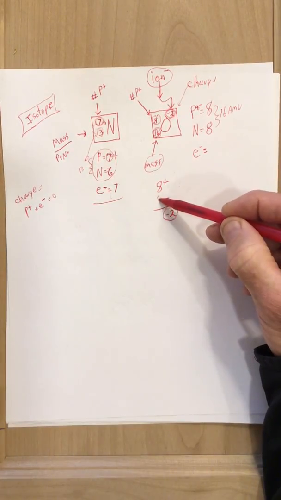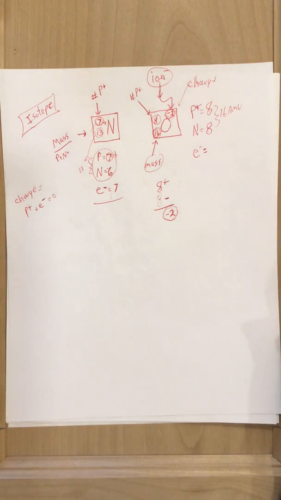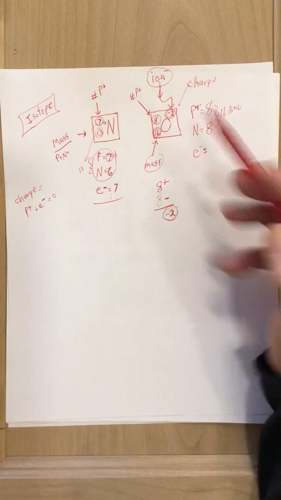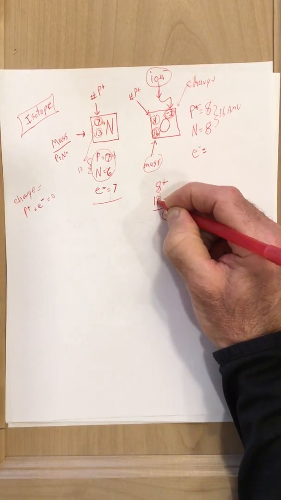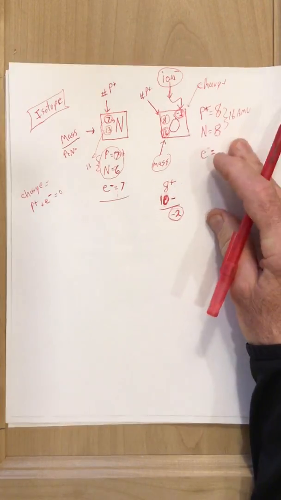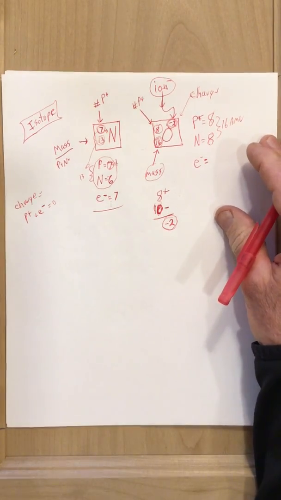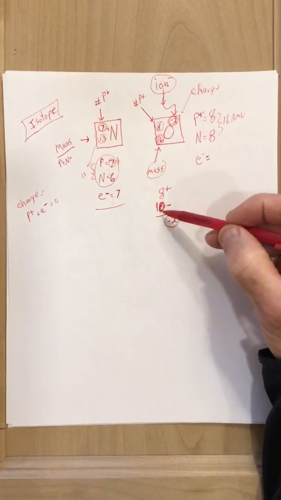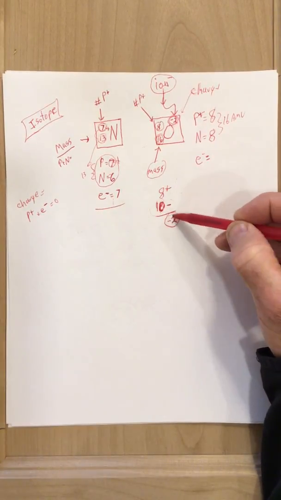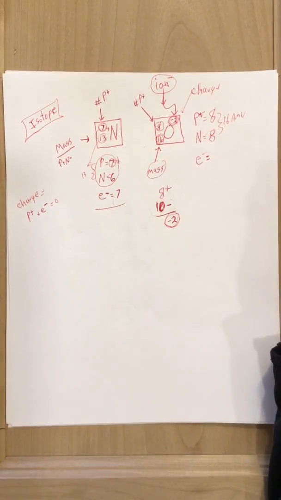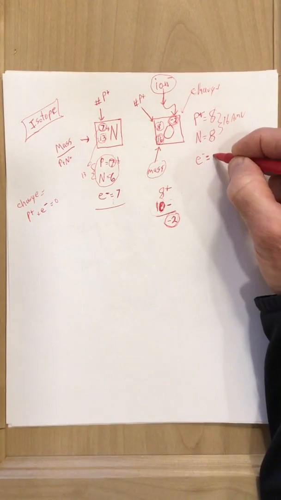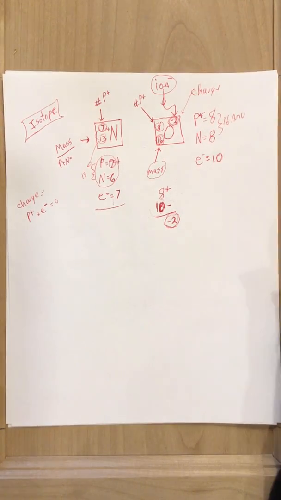Well, I would start with making it neutral. 8 and 8, 0. The only way I'm going to have 2 leftover negatives is if I have 10, right? Because the first 8 are going to get swallowed up. The first 8 are going to be completely negated by the first 8. But then I'm going to have 2 leftovers, and those 2 charges are going to show. Okay, so I must have 10 electrons in this guy.